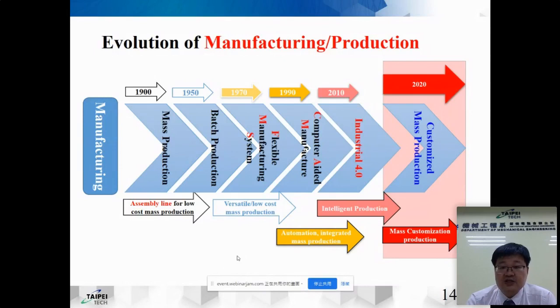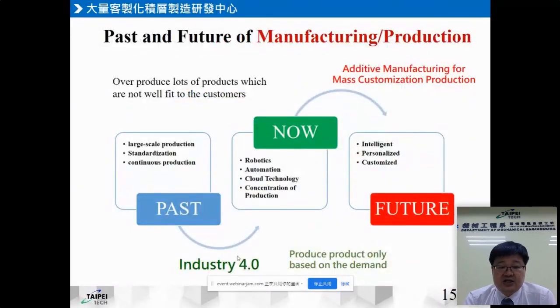So therefore, what we believe is that starting from 2020, we are going into another period of industry that we call customized mass production. Customized and mass production look so different. How can we put them together? That will be the story. In the past, we are talking about large-scale production, thousands or millions of the same product. So we needed standardization, to make everything standardized so we can change the components easily, and we can repair the same object. Then we have to do continuous production, so we can have very low-cost products.